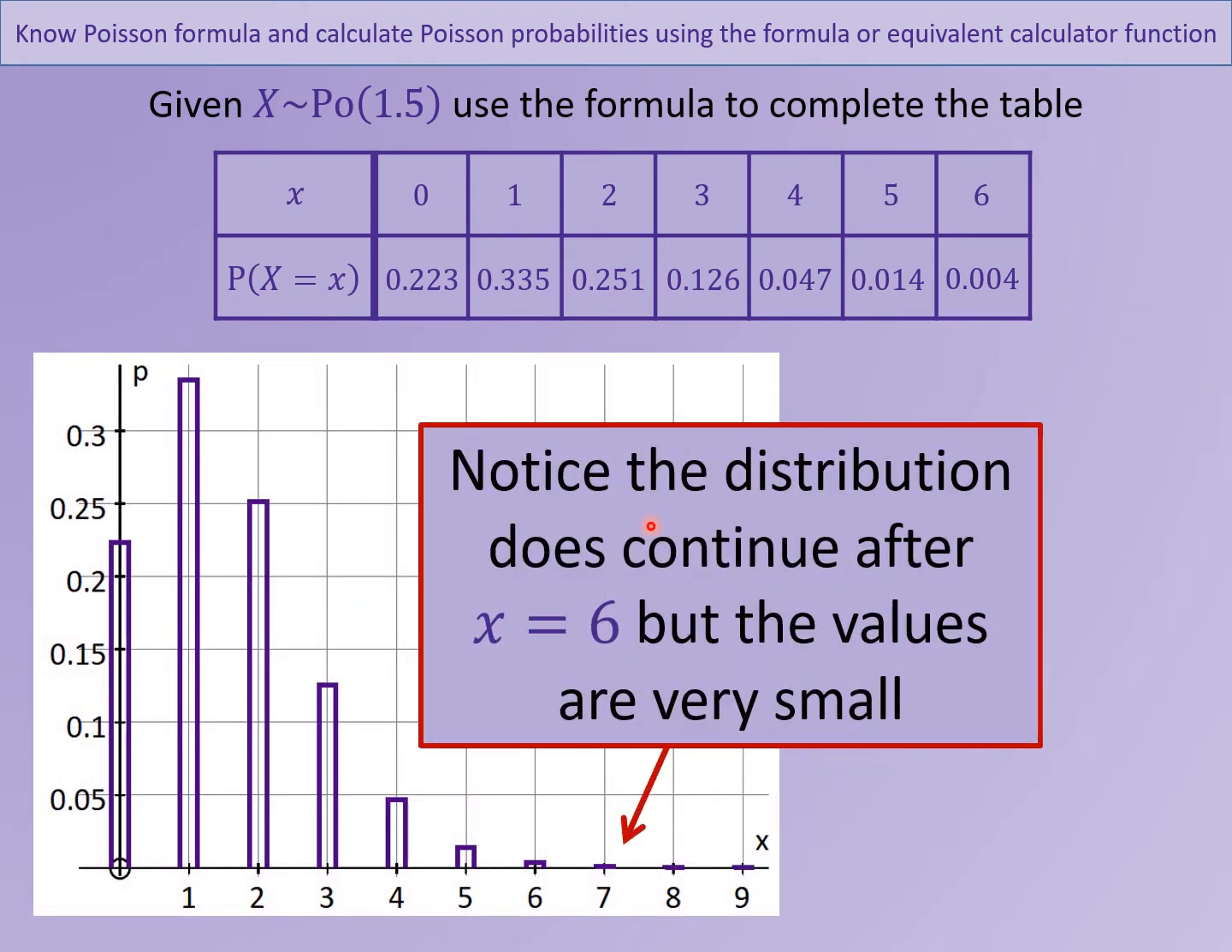If we plot this as a bar chart, we can see the distribution. The distribution does continue for values of x greater than 6, however they will be very small, tending towards 0.